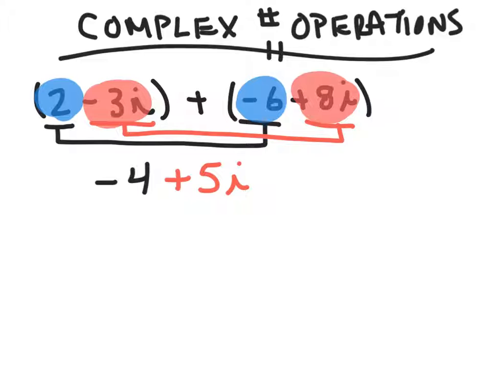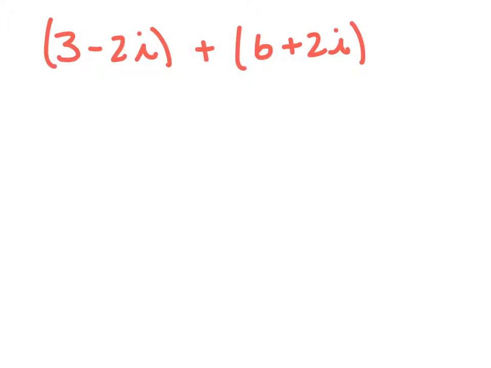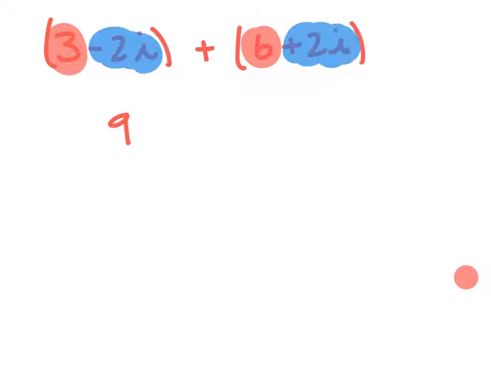And so let me just do another one real quick. So here again, we have a real piece of 3 and of 6. So that gives me 9 when we're adding. I have an imaginary piece of negative 2i and positive 2i. Actually, in those cases, they cancel each other off. And so my final answer, you wouldn't write 0i like this. You would just write 9 as the final answer.